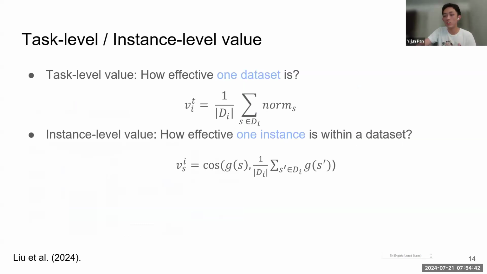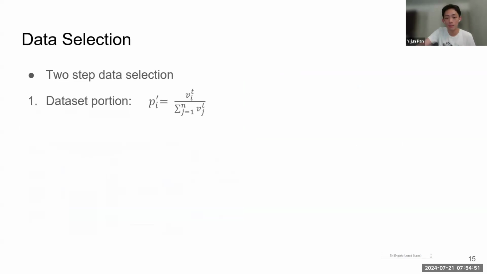One question would be, given these two values, how do we actually select data? The first step will be determining what portion to sample from each of the sets we are interested in. This portion is defined to be a normal mean pooling of the task level values we have defined before. Intuitively, the more important a set is, the higher its task level value will be, and thus we are sampling more from it.